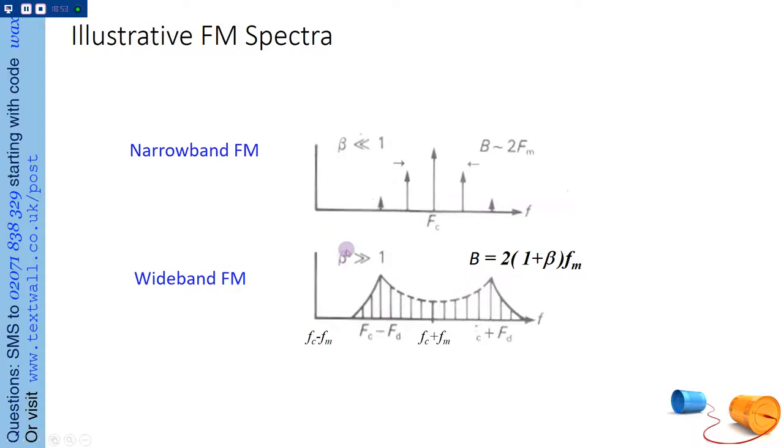And for wide band FM with a bigger value of beta, again, your spectrum is not going to resemble the spectrum of your message. It's not like AM, where you take your message spectrum and then you just shift it up, shift it down. Now for FM, the spectrum has a completely different shape, and the effective bandwidth is what we're calculating. So it's the distance on the frequency axis between this peak and that peak. But this is just an illustrative example. You don't need to be able to plot this or to use it in any way.